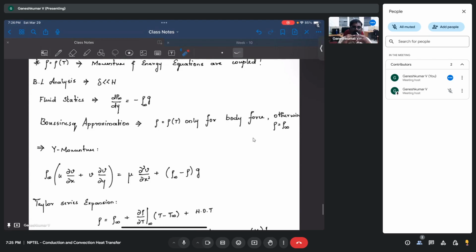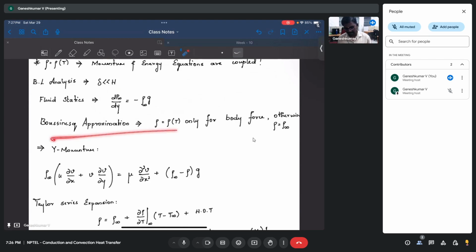So the pressure at one level is going to be the total weight of the liquid column above it. That is what this is. Okay, so dp infinity by dy, if you integrate it, becomes p infinity equal to rho g h, right? So rho g into h is the weight of the column above it. Okay, so this is one approximation that we are taking.